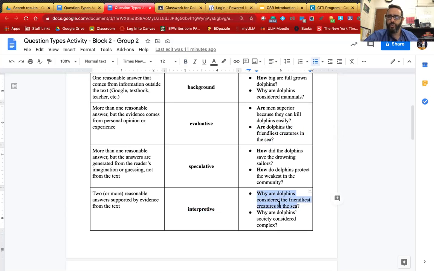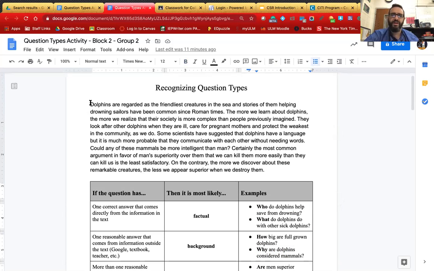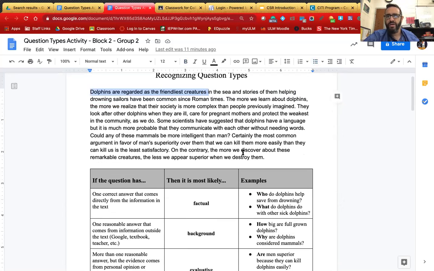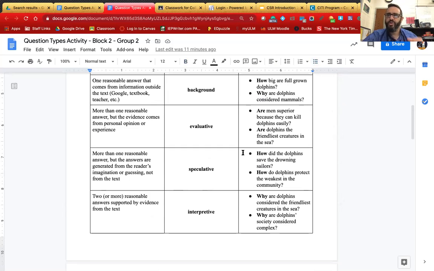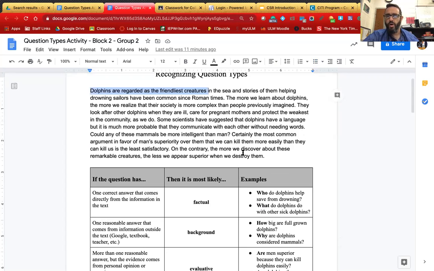So we're just going to agree that the author's statement here, that dolphins are regarded as the friendliest creatures in the sea, is a true statement. Now we've got to talk about why. So what in the text helps support that they're the friendliest creatures in the sea? Well, we could say that they help save the sailors. We could say that they care for the ill. We could say that they protect the weakest link. Okay? And then you build from that.